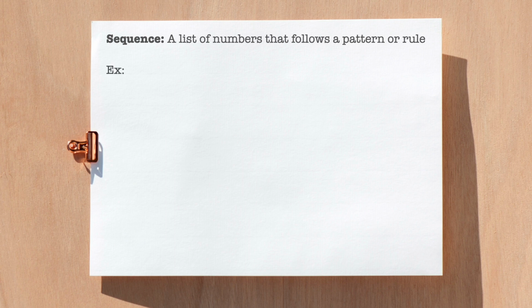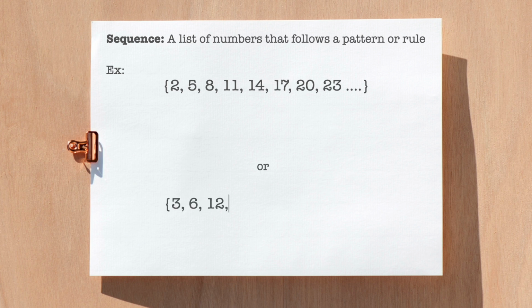Now in math, a sequence is just a list of numbers that follows a pattern or a rule. So for example, I could have a sequence like this: 2, 5, 8, 11, 14, 17, 20, 23. Take a look at that. Think about what the rule for that might be. Or here's another sequence. I could have 3, 6, 12, 24, 48, 96, 192. Think about that rule also.